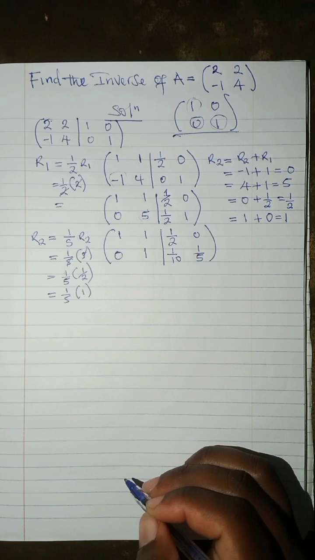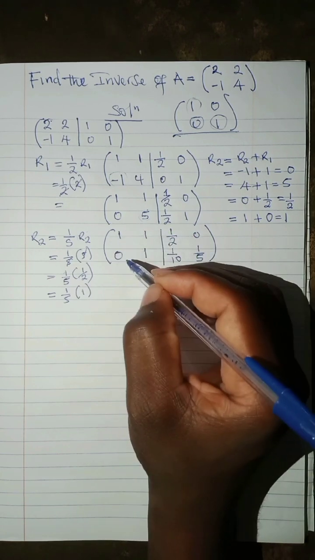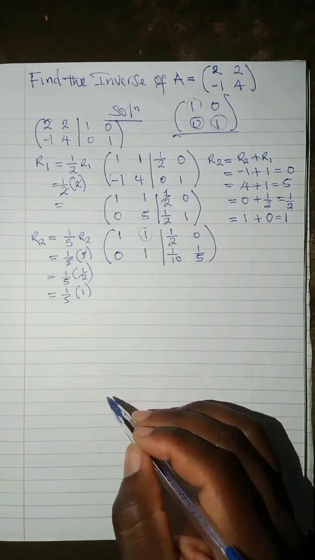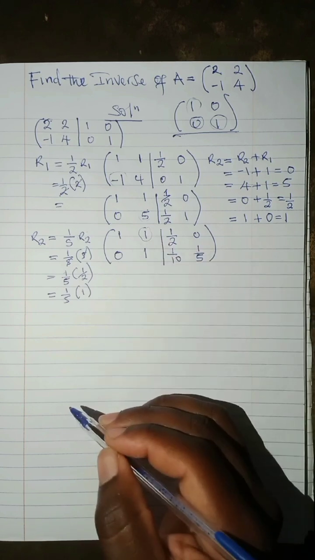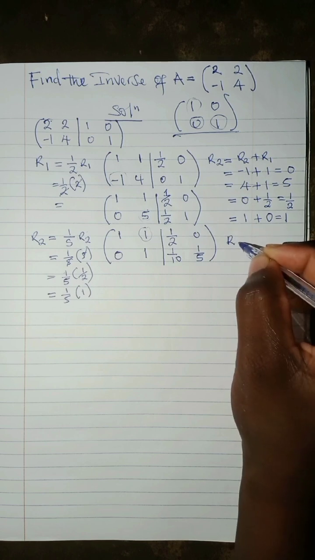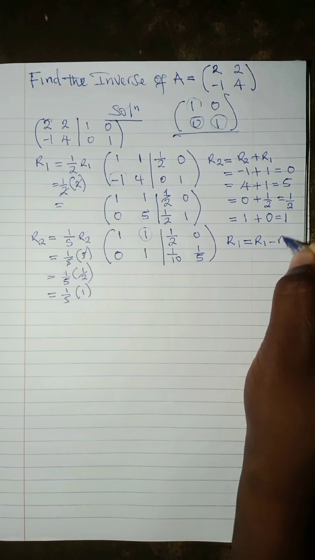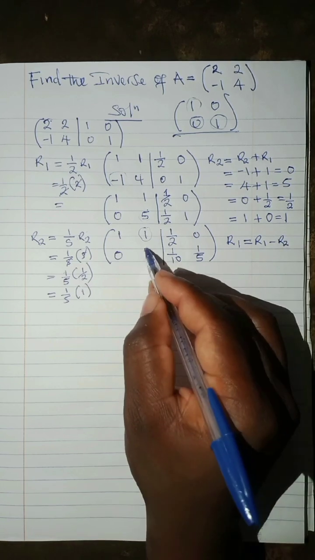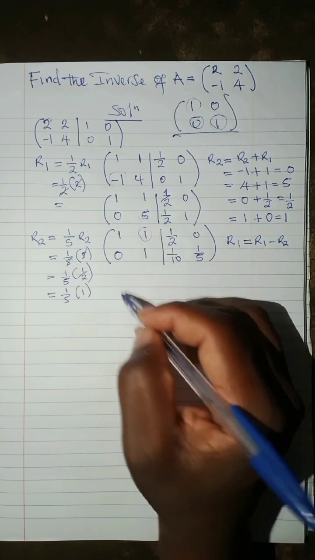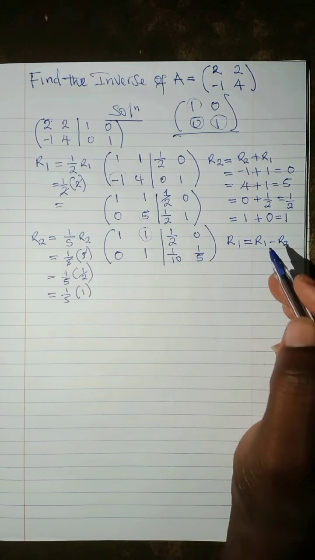Okay. Now, still, we have not yet formed the identity here. So we need to form a 0 there. Now, how can we form a 0 there? We can only form a 0 there when we say row 1 is equals to row 1 minus row 2. So we need to use row 2 to form a 0 there by subtracting. We say row 1 minus row 2, like that.